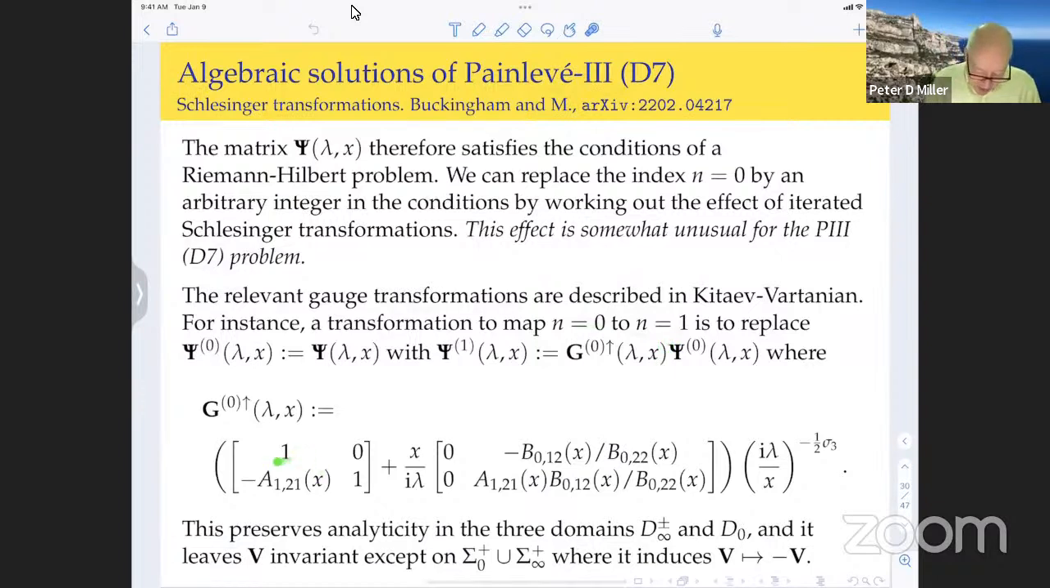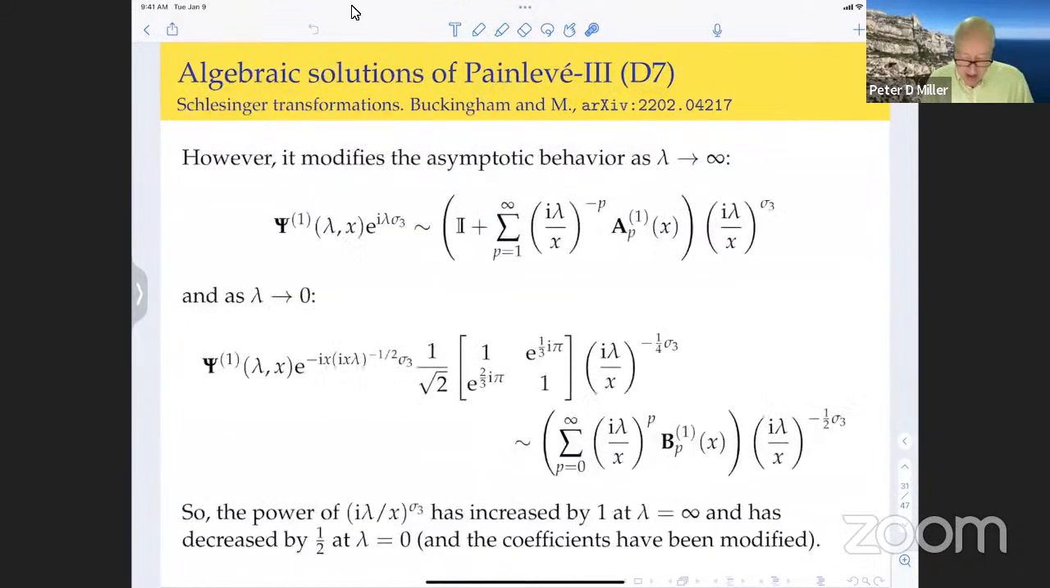So it's built out of the coefficient at infinity and also the coefficient at 0 here. This is really the ratio of the second column entries of the coefficient at 0, the leading coefficient there, in our expansion of this psi 0 function. And so this mapping preserves analyticity in the 3 domains. It also leaves the jump invariant except on the branch cut, and there it just changes the sign of the jump. And so that's a trivial modification. Okay, so, but what does it do? What does this Schlesinger transformation do?